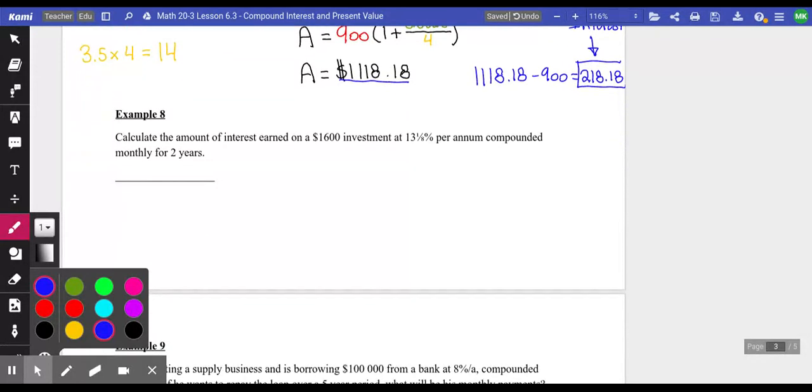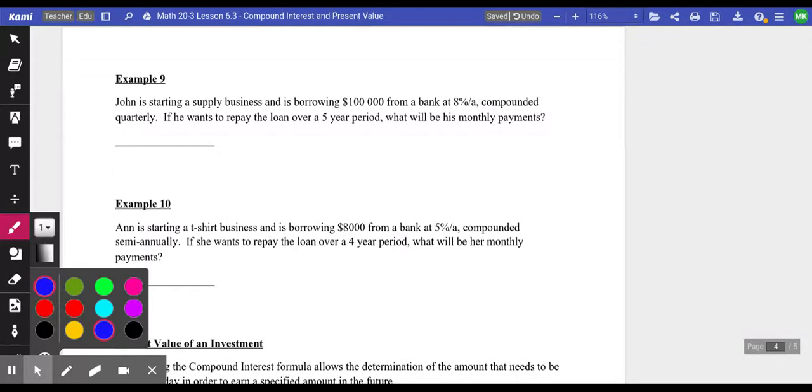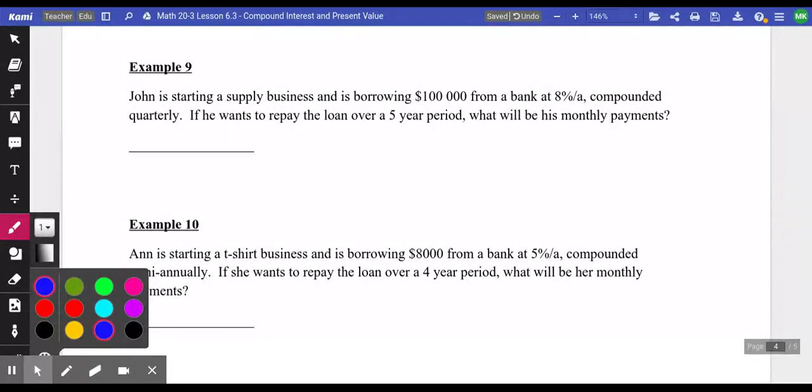Cool. Let's try number 9. John is starting a supply business and is borrowing $100,000 from a bank at 8% compounded quarterly. If he wants to repay the loan over a 5-year period, what will his monthly payments be?